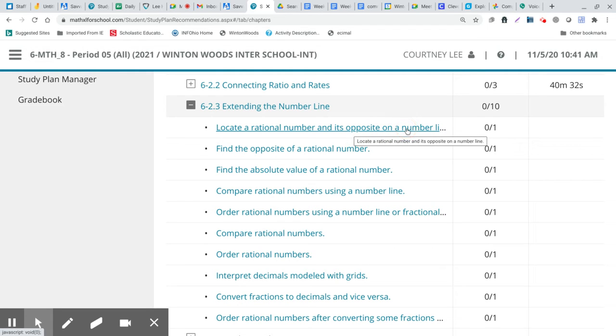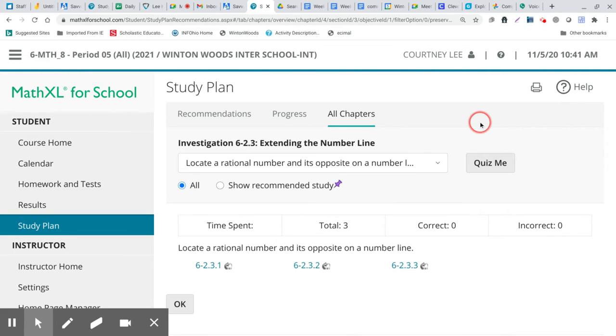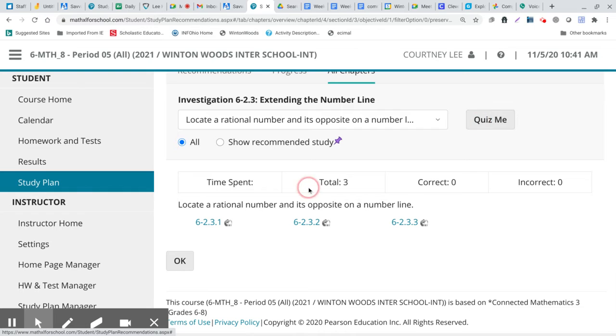A lot of this is very similar to the ST Math that Rodney and other people were working on, when you have to find the opposite of what they're asking.